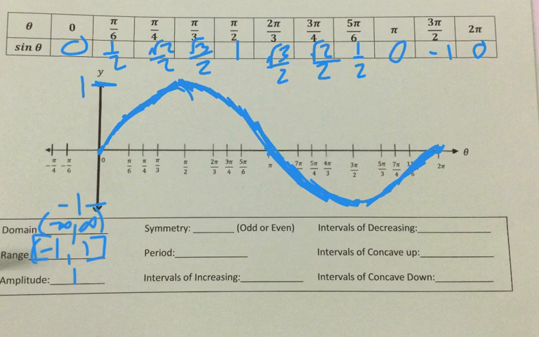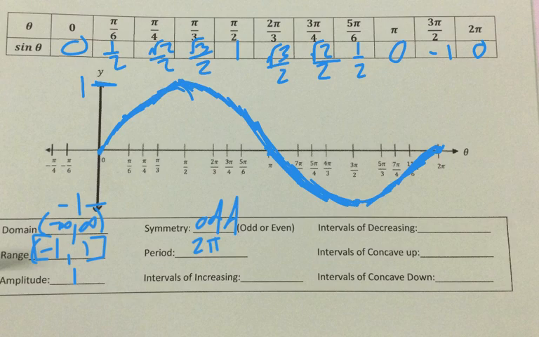Any symmetry? Yes, it's odd this time. It goes through the origin, so that means it needs to be the opposite on the other side of the origin, and it will be. It will be going down here where it was going up there. So the sine function is odd. What's the period? It takes 2 pi to repeat itself.